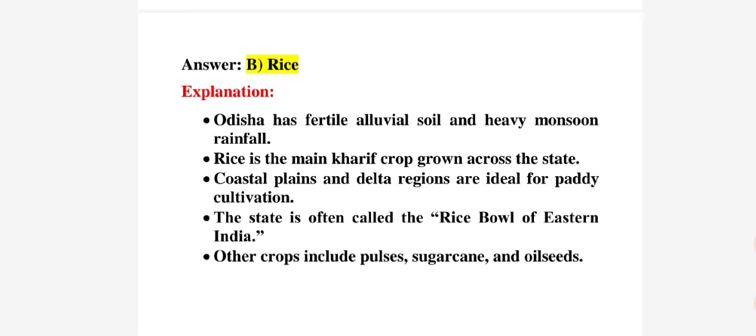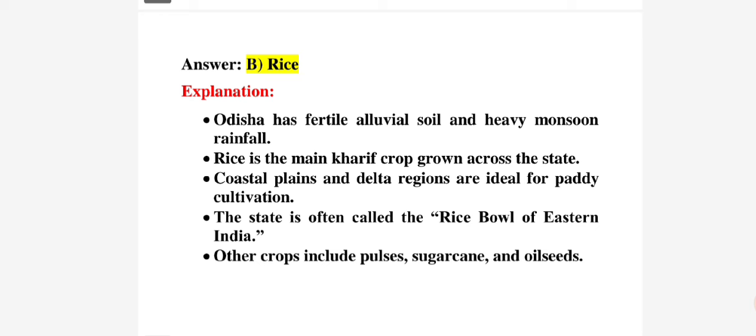Odisha has fertile alluvial soil and heavy monsoon rainfall. Rice is the main kharif crop grown across the state. Odisha plains and delta regions are ideal for paddy cultivation. The state is often called the rice bowl of eastern India. The other crops include pulses, sugarcane, and oilseeds. I have already told you.